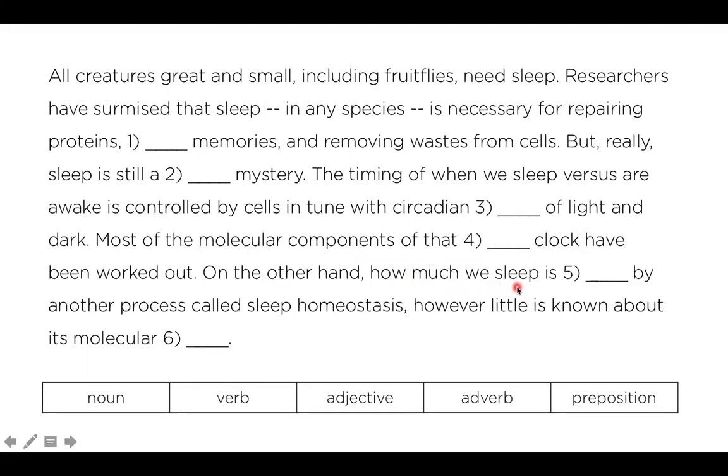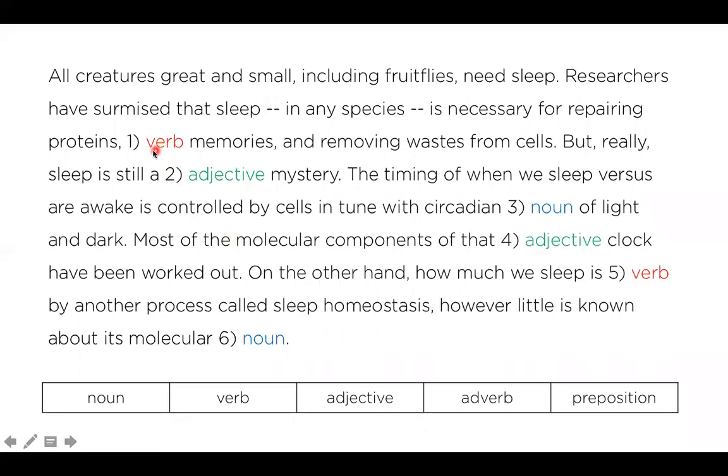On the other hand, how much we sleep is, well, here's part of the verb, and it looks like something's missing here that's connected to that. However, little is known about its molecular. That's an adjective, so we're missing something here. Don't worry about number 1. I'll come back to number 1 because it's a tricky one. Adjective mystery. Circadian noun. Adjective clock. Is verb. And molecular noun. Fine. Number 1's a tricky one.